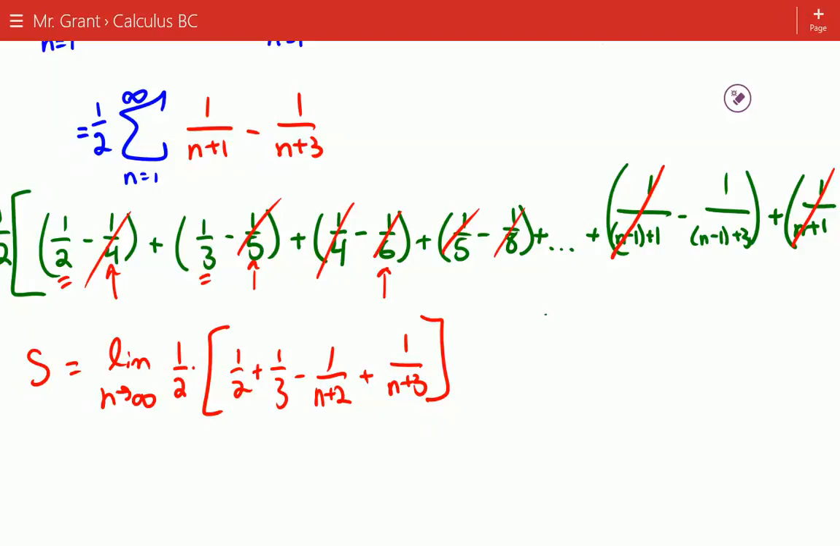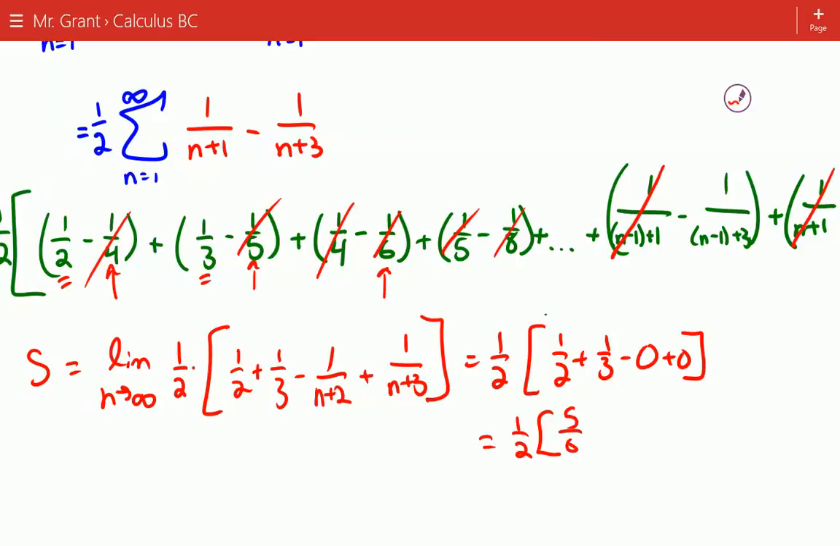Okay. And we can factor the 1/2 out front from the limit. And then I think we end up with something like this. 1/2 plus 1/3 minus 0 plus 0. So we really end up getting 1/2 times common denominators, 3 over 6 plus 2 over 6 is 5 over 6. Multiplying straight across gives us 5/12.